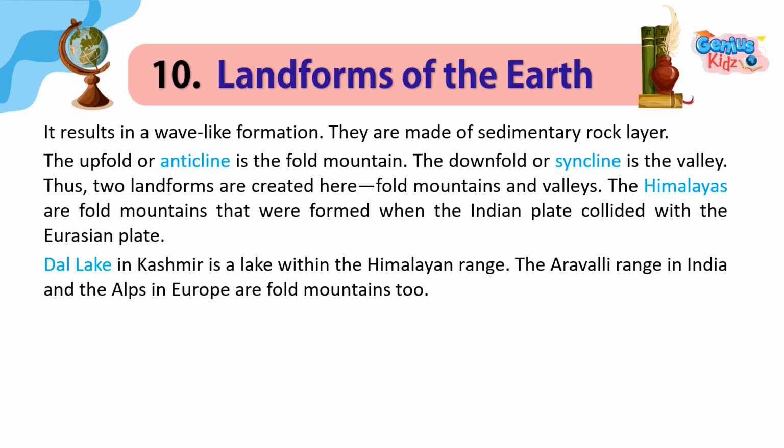The upfold or anticline is the fold mountain. The downfold or syncline is the valley. Thus, two landforms are created here: fold mountains and valleys. The Himalayas are fold mountains that were formed when the Indian plate collided with the Eurasian plate. Dal Lake in Kashmir is a lake within the Himalayan range. The Aravalli Range in India and the Alps in Europe are fold mountains too.